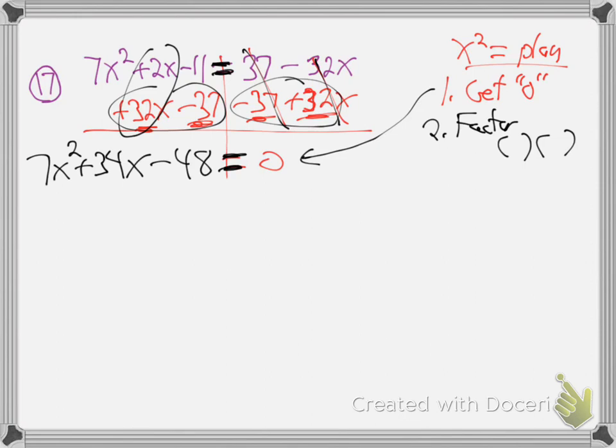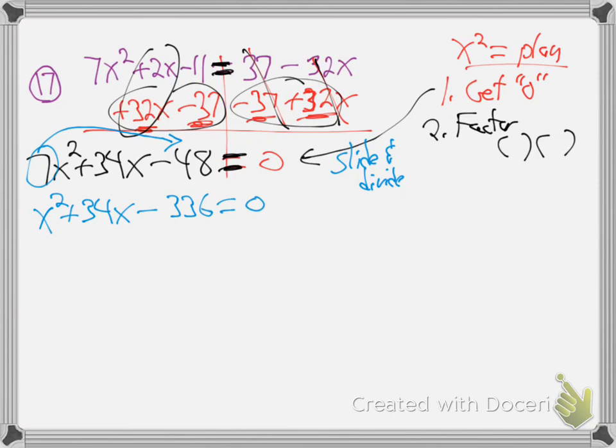So how am I going to factor that thing? It's the way you do it when there's a number in the front: slide and divide, right? I'm going to take that 7 in the front and slide it to the back. So that'll be x squared plus 34x minus 350 minus 280 and 56, 280. I'm going to have to use my calculator here. I'm getting 336.